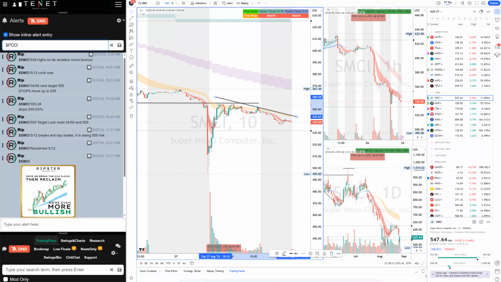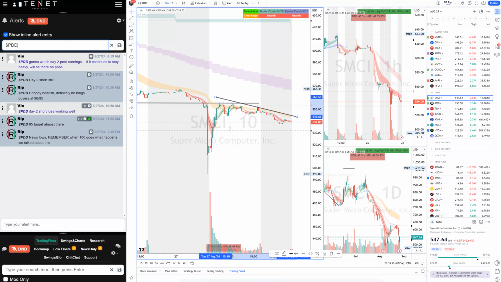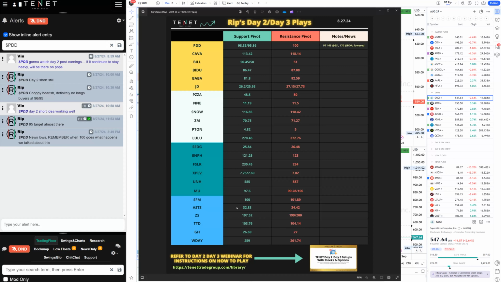The next one we're going to look at is PDD. PDD was our day 2 short. This was mainly guidance by Win in the community. You can see that PDD has support at 98, resistance was 100.